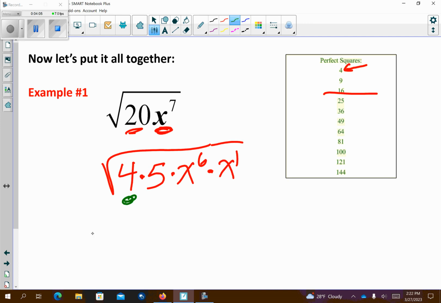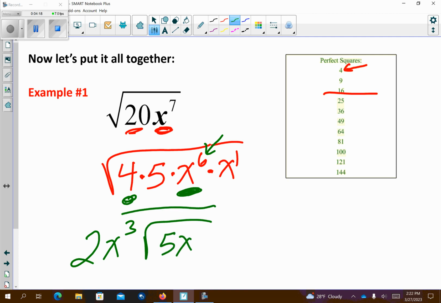Okay, the square root of 4 is 2. That comes outside the radical sign. Square root of x to the sixth, well, take half of the exponent, so that's x to the third. Then I'm left with 5x to the first. I don't have to put the 1 there. I could if I wanted to. There's my answer.